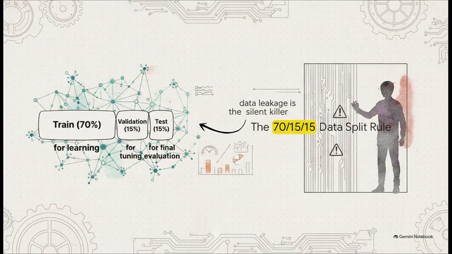And this brilliantly illustrates that exact concept. When setting up those splits, the golden standard is the 70-15-15 rule. You dedicate 70% of your data strictly for training, 15% for validation tuning, and 15% for final testing evaluation. Now, I need to strongly warn you here, data leakage is the silent killer of model accuracy. Never, ever let your test data touch your training data.